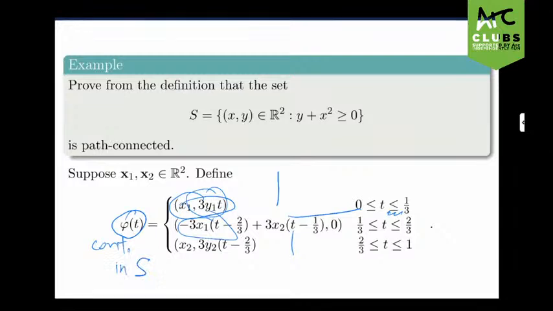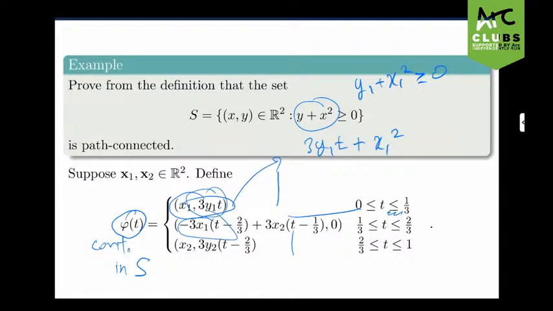We said that this function that connects them needs to also lie inside S. So in that case, I need to show that this is satisfied. Maybe very quickly do the first one. If we do this one, y is 3y1t plus x1 squared. But we know from the beginning that y1 plus x1 squared is greater than or equal to 0. That's from the fact that x1, y1 lies inside the set.